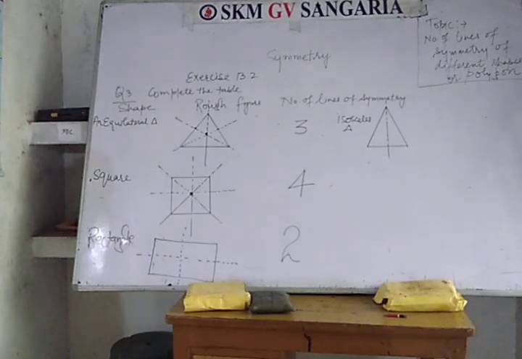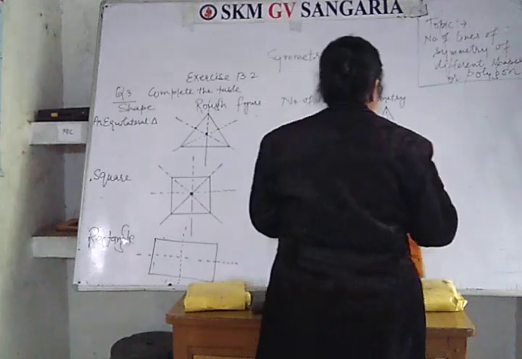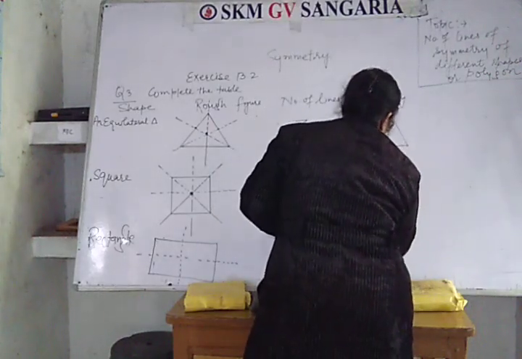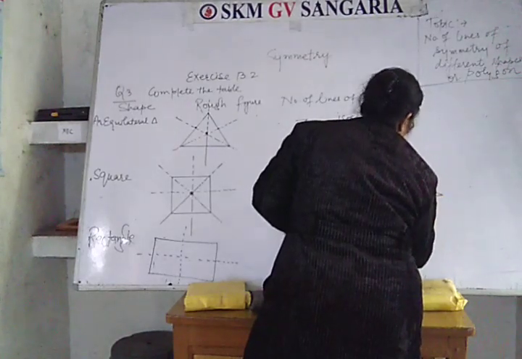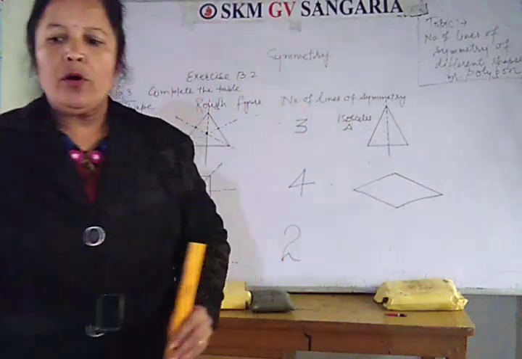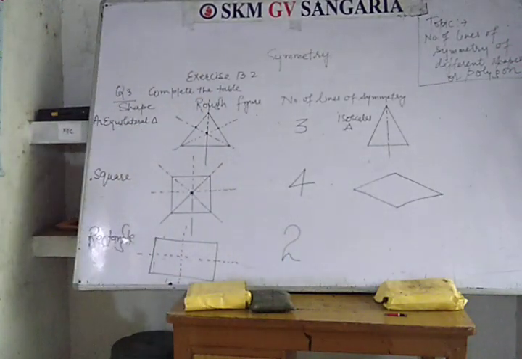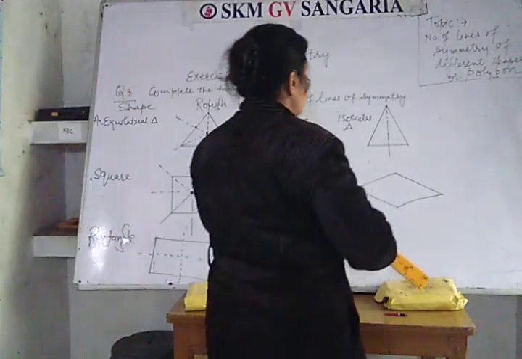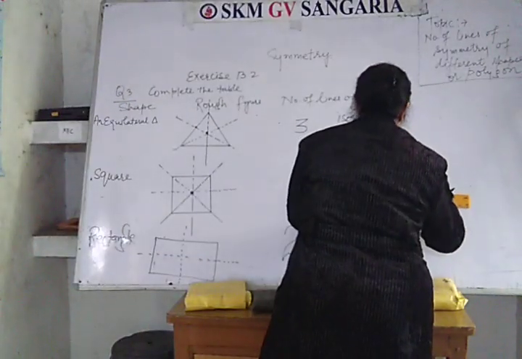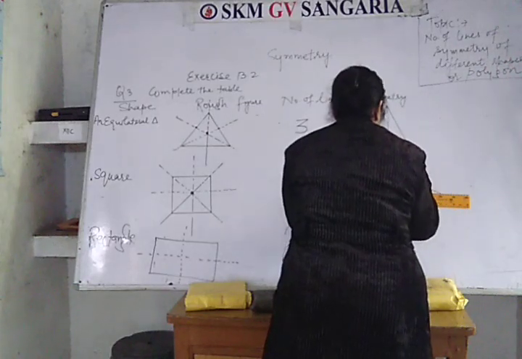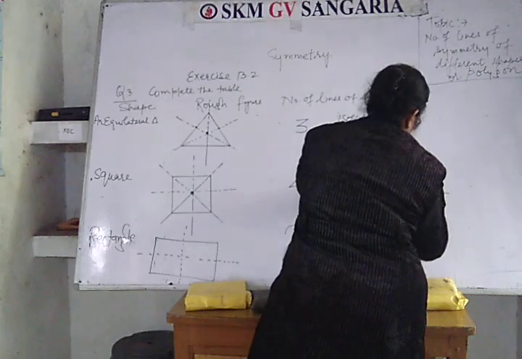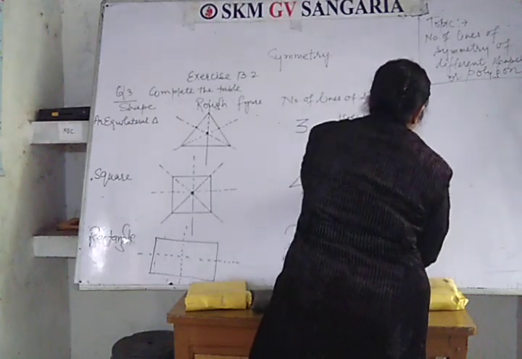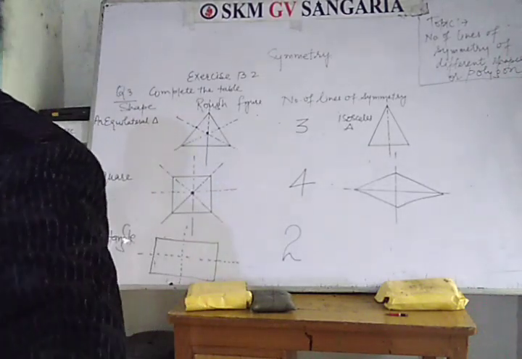Then rhombus. And a rhombus, it will have how many lines of symmetry, students? A rhombus will have only 2 lines of symmetry.